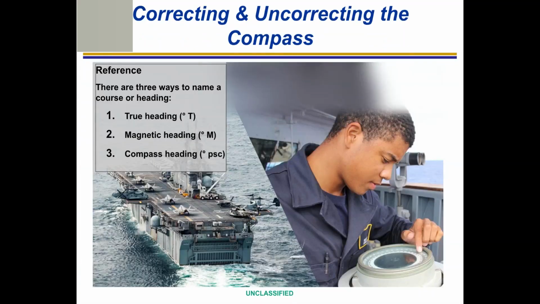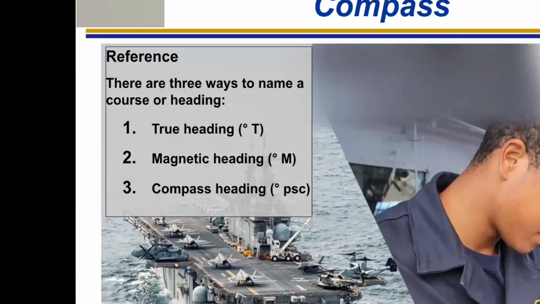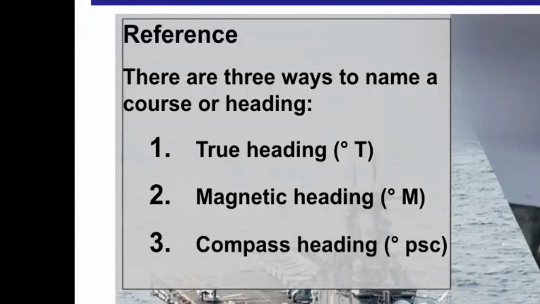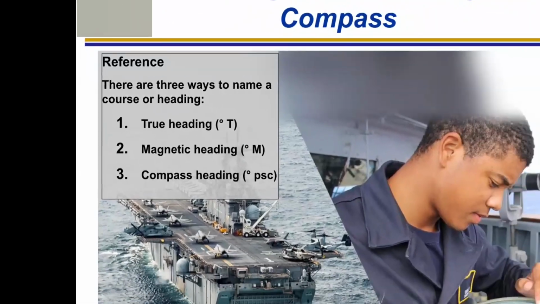Because we have three different sources of information coming from three different types of compasses, we're going to have three different ways of differentiating them. The first is going to be our true heading. So whenever we're talking about true, we will indicate that and label that as degrees true. When talking about our DFGMC, that information is going to be labeled as degrees magnetic. And then lastly, if we're talking about our traditional magnetic compass, such as on the RIBs, we're going to indicate that as degrees PSC, which stands for per steering compass or per standard compass.